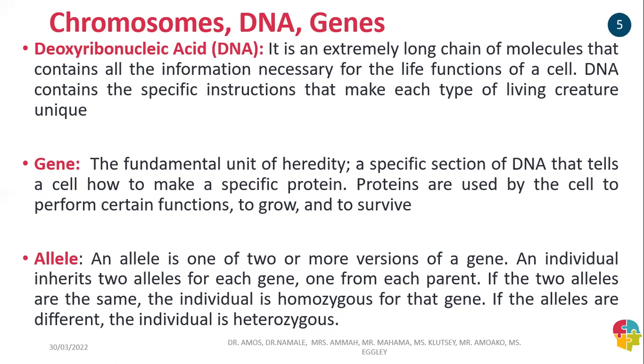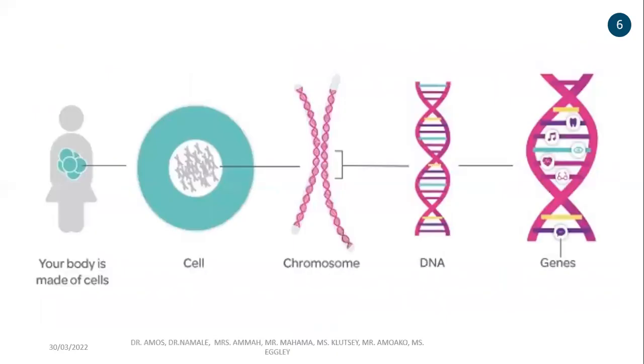Now, the way genetic inheritance occurs, you usually have inheritance from both the mother and the father. For every trait, we have one allele from the mother and one from the father. If the two alleles are the same, we say that the individual is homozygous for that particular trait or gene. But if the alleles are different, then the individual is heterozygous. As we go further, I will explain with diagrams and you will understand.